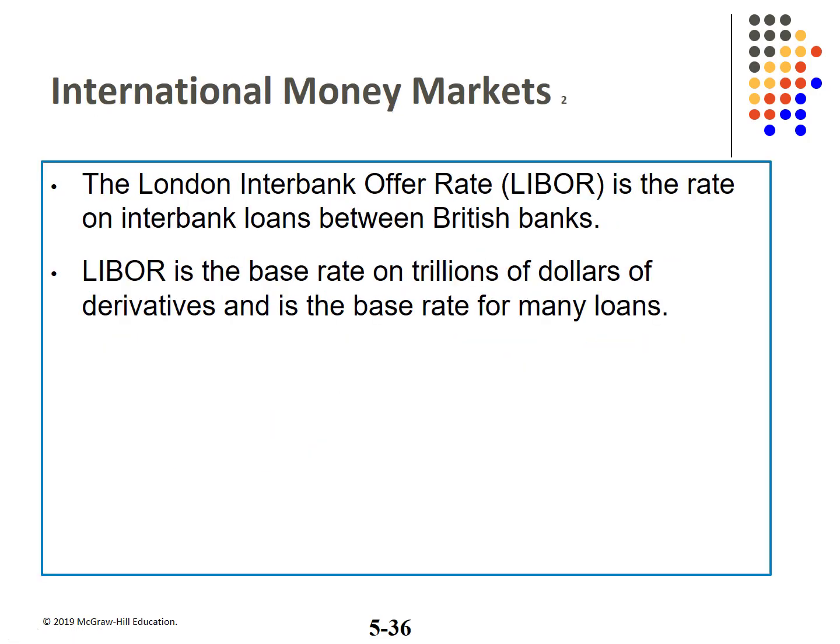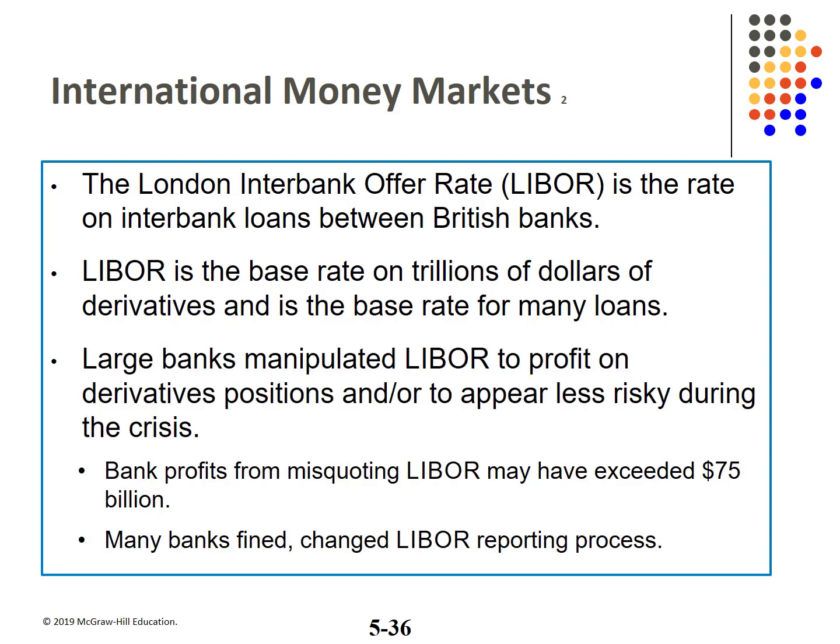The London Interbank Offer Rate, the LIBOR, is set in London and is the rate charged on interbank loans in Great Britain. The LIBOR is also the base rate on a wide variety of loans and derivatives worldwide. The LIBOR was set each morning by polling all London banks offering Eurodollar deposits for their rate. Top and bottom rates were discarded, and the resulting average was the LIBOR rate for the day.